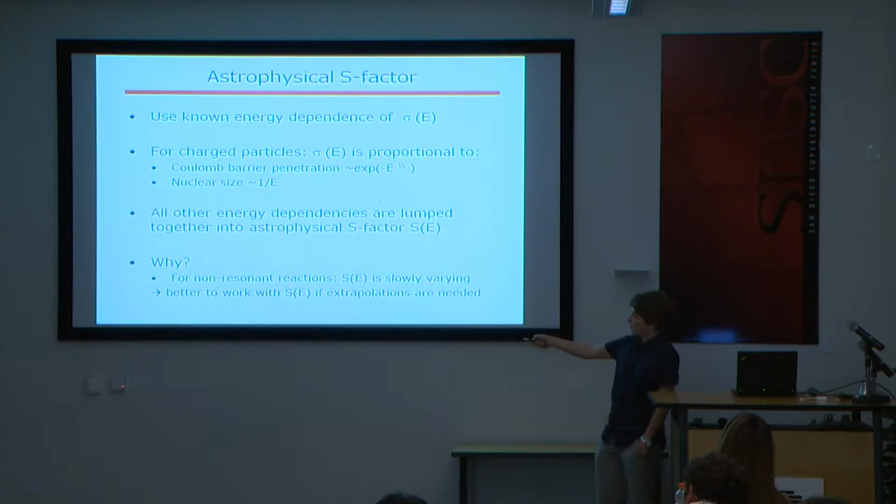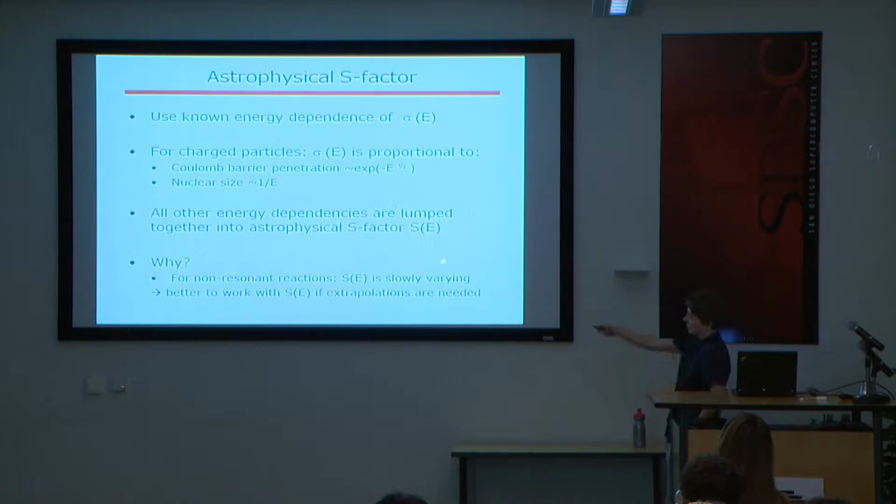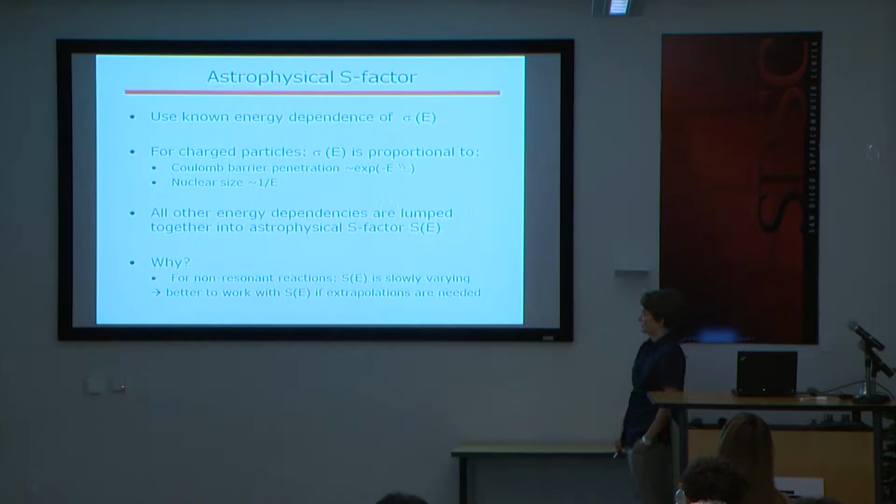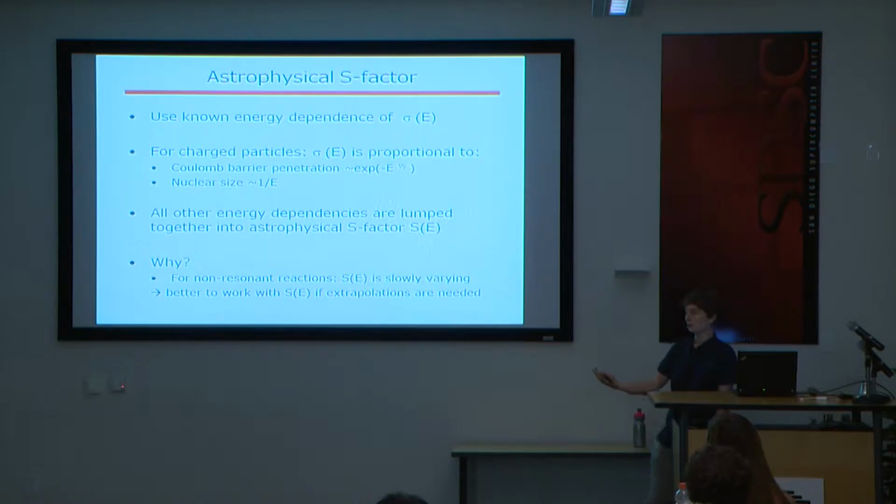Because for non-resonant reactions, so if you're not populating a specific level, all this rest that we lumped into the S factor is very slowly varying with energy. So basically, this S is almost constant or very slowly varying. So if you have to do an extrapolation from the energy that you measured the cross-section at, but you need other energies, it's much better to extrapolate something like S that's slowly varying in energy and then multiply that with the two terms where we know how it depends on the energy.